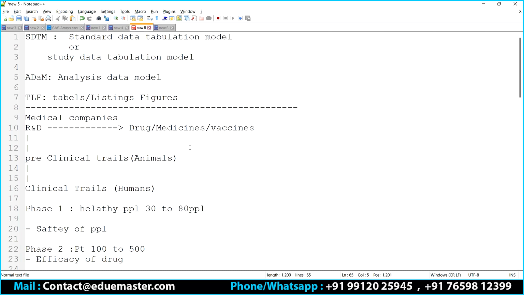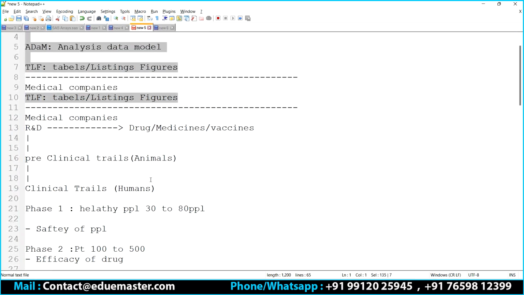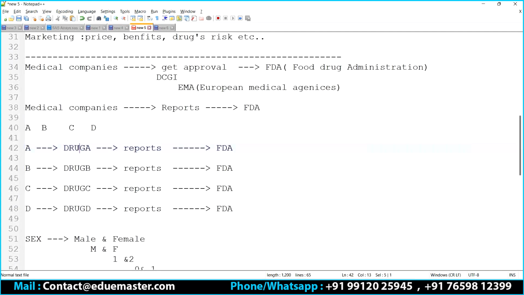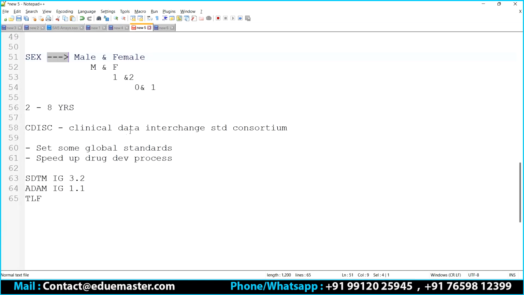All right. So here I just have given the same details. You can see that SDTM stands for Standard Data Tabulation Model. We're also going to discuss ADaM, which is nothing but Analysis Data Model, the next level of your SDTM. And then we also talk about TLF, which are nothing but tables, listings, and figures. All these three are going to be covered under your clinical trials. Again, you can see phase 1, phase 2, phase 3, all these things. I just told you drug A, drug B, drug C, 4 different companies, the same thing I just mentioned here.